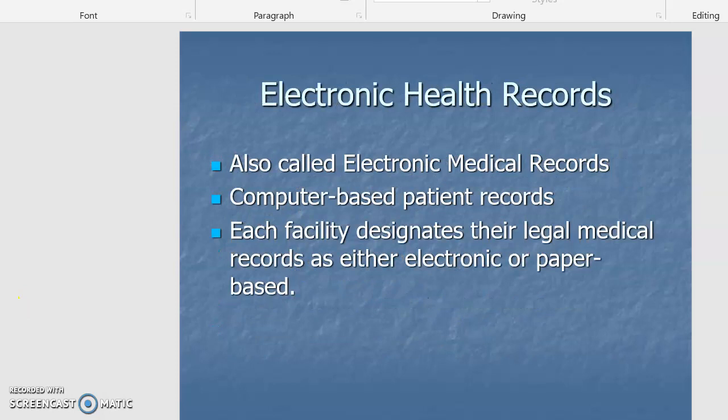Okay, let's talk electronic health records. This is pretty much what you see anymore. In this class, you will deal with lots of electronic records, and we'll get you lots of practice navigating through one. It is also called electronic medical records or computer-based patient records. Each facility designates its own legal medical record as either electronic or paper-based. Some places still have paper-based, and usually if they have both, they will scan those papers into the electronic record.